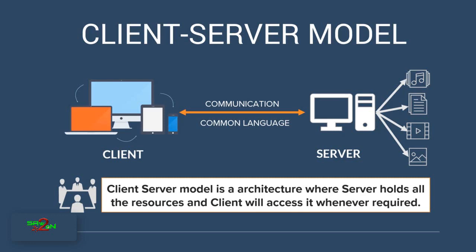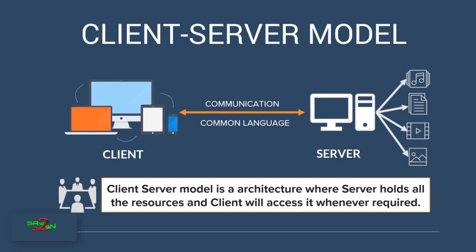Client-server model is an architecture where the server holds all the resources like your media files, your videos or your images, and the client will access it whenever required. So the request has to come from the client to say that I want to see this. The server takes that request and then sends whatever information is requested by the client via the communication protocol. That could be a web protocol, which is HTTP. So this is a standard definition.